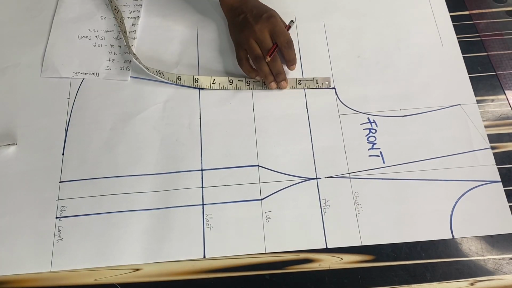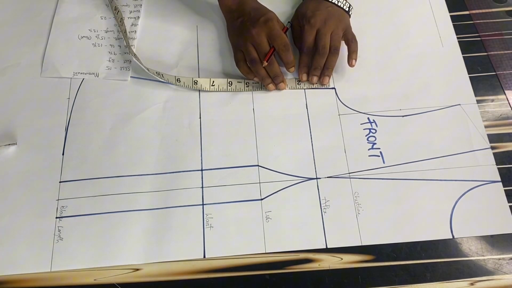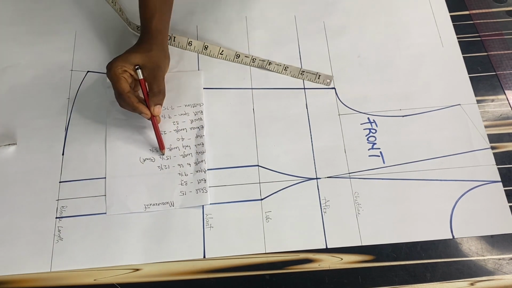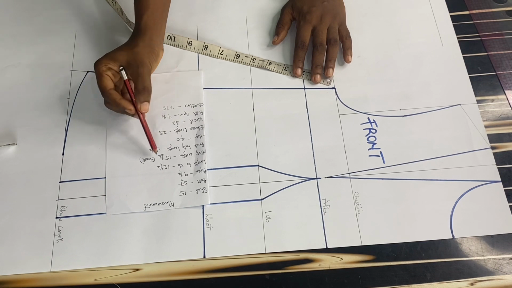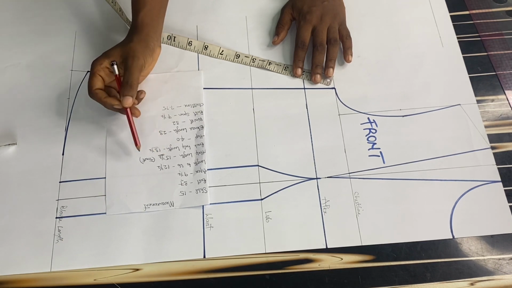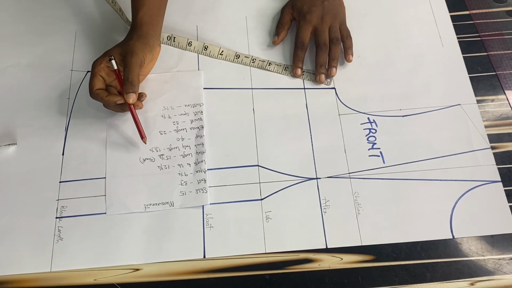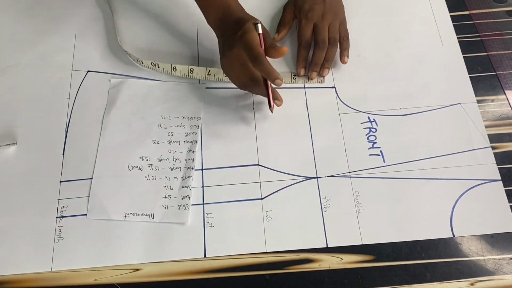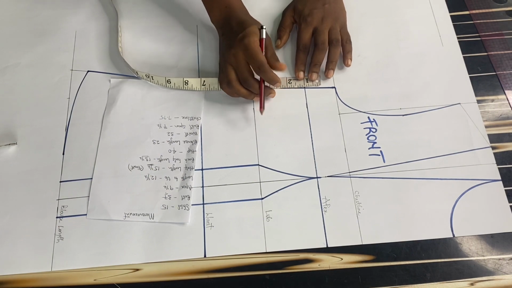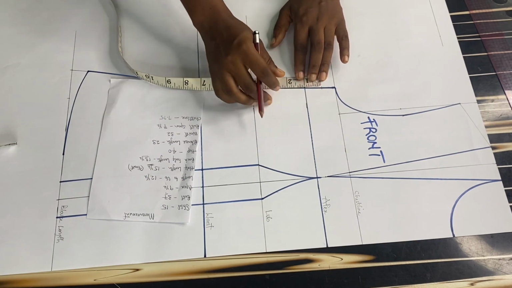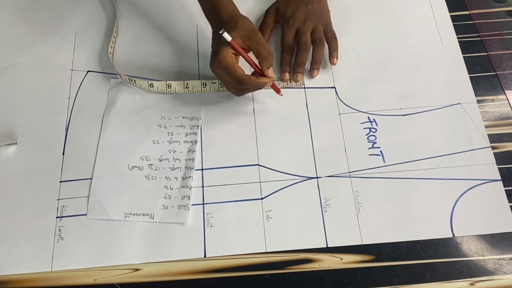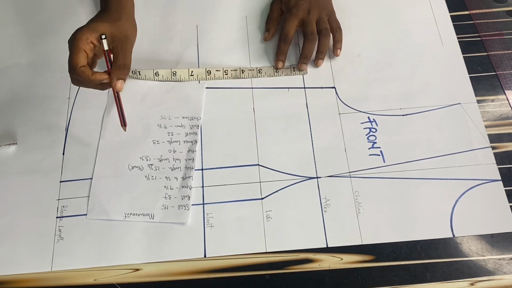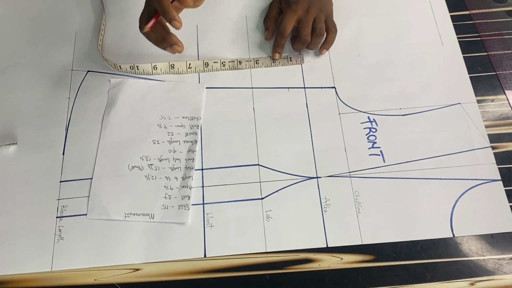So the last thing we'll be doing on our front block is to add our bust dart, which is the difference between our front half length and our back half length. So for the front half length I have 15.5, while the back I have 13.5. So the difference is 2. So I'll come to this our apex line, mark 1 inch up, and come back to the apex line and mark 1 inch down to give us the 2 inches, which is the difference between the front and the back.